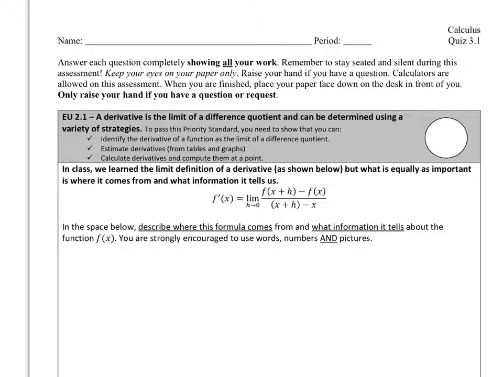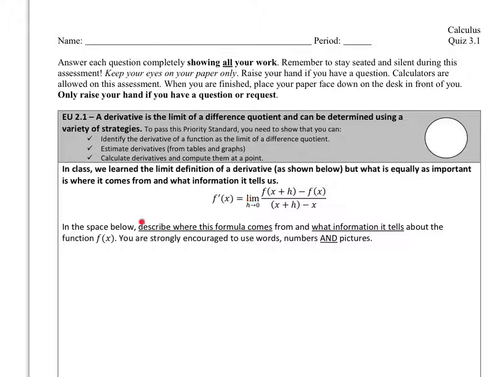So this is what your quiz looks like. I'm going to zoom in here so that everybody can see it. A derivative is a limit of a difference quotient. So I showed you this, and I gave you the derivative function. We learned about the limit definition of the derivative, but what's equally as important is knowing where it comes from and what information it tells us.